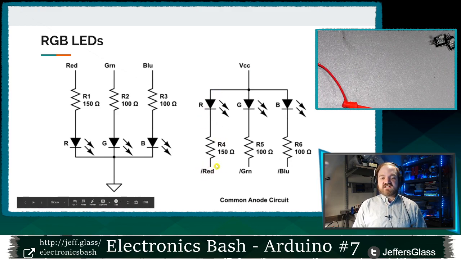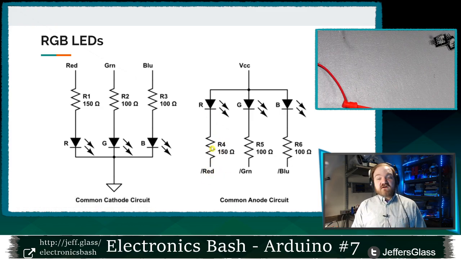So to turn this red LED on, we would need to pull this red pin low. So high is off and low is on. Which we've seen a couple times before, right? When we were working with PNP transistors a couple weeks ago, we saw how sometimes that logic gets inverted from what we're usually thinking of it as.